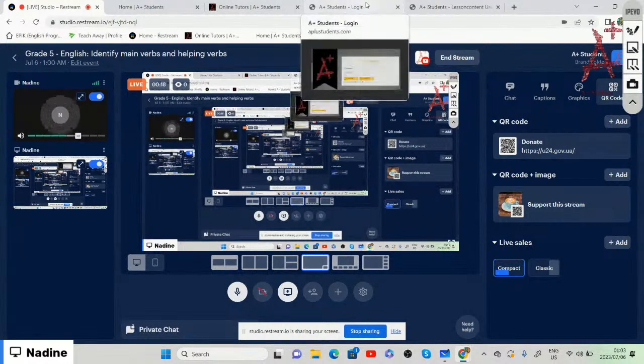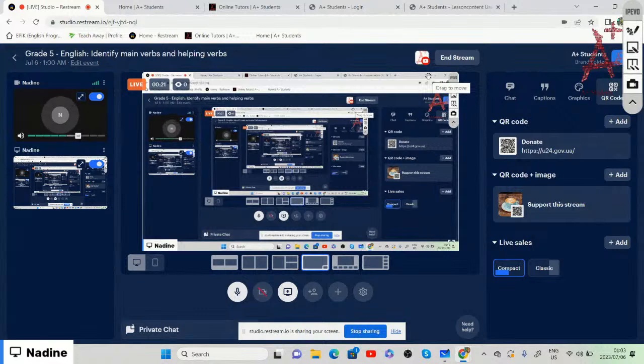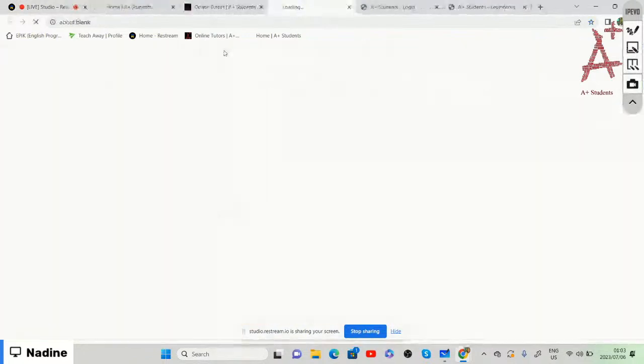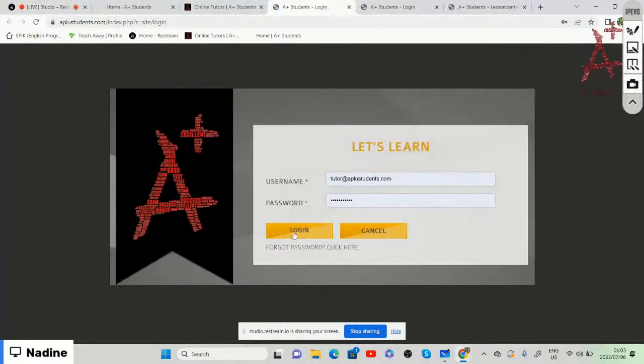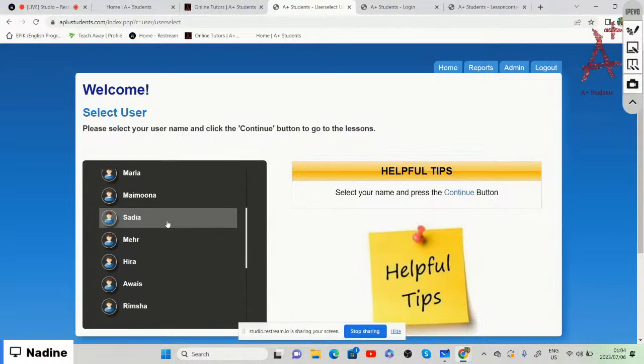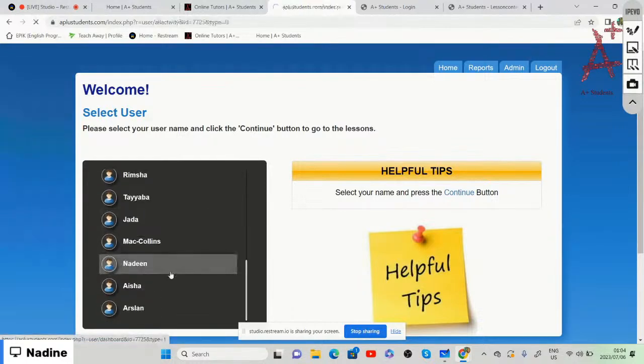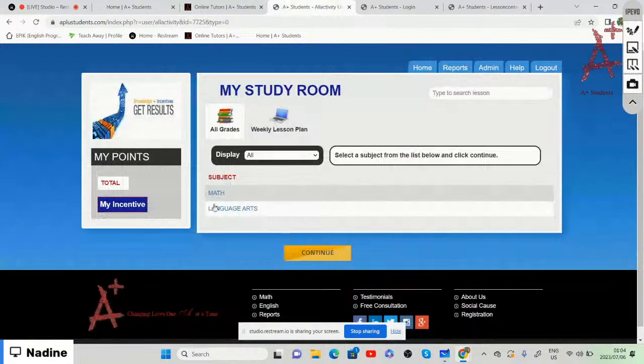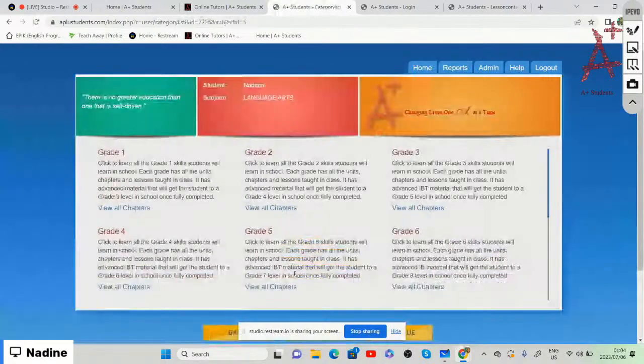Before we start with our lesson, you are going to aplusclasses.ca and then you're going to log in with your username as well as your password. Once you've logged in, you are going to select the subject of language arts, and then we go to grade 5s.